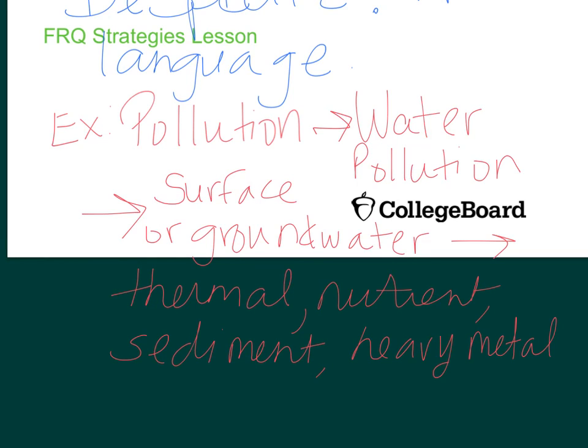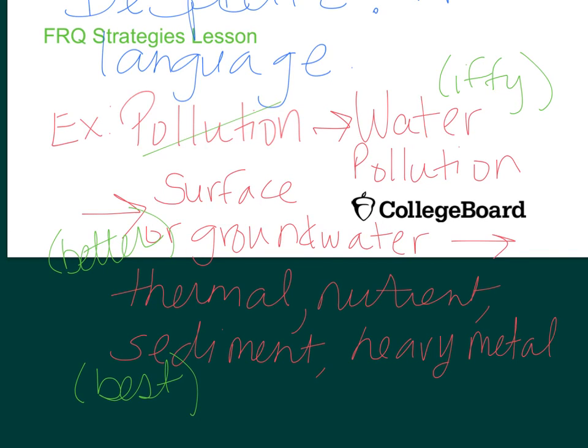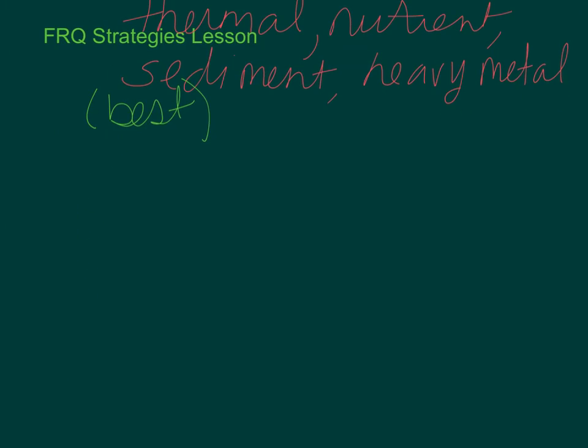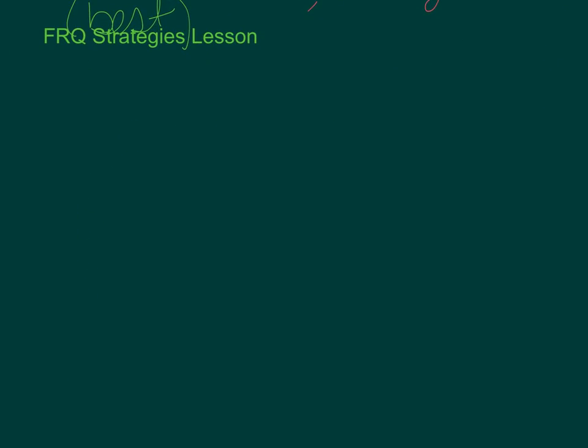That was lead. So let's go over our variations. Pollution will never work. Water pollution works sometimes, so that's iffy. Surface or ground pollution works most of the time, so this is better. And throwing in a specific type of pollution is the best. So whenever you can, throw in extra words. Let me give you another example of this same concept.